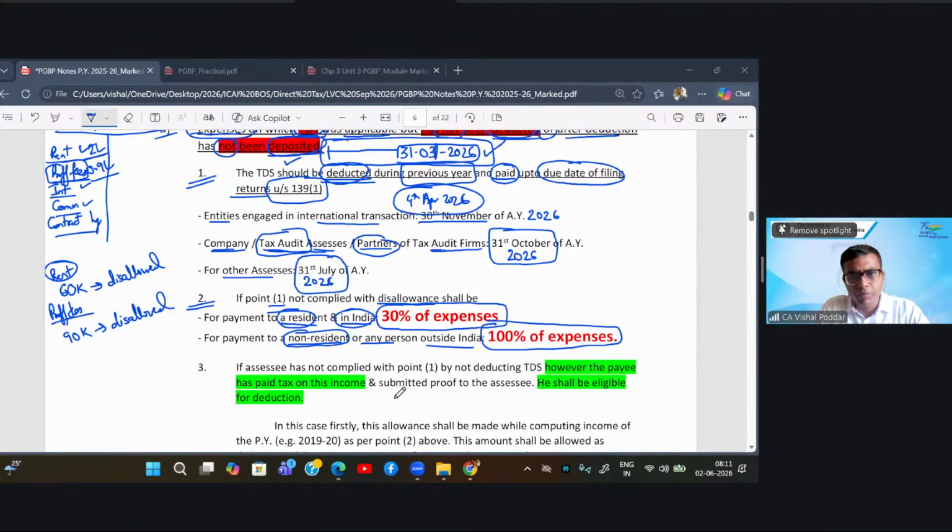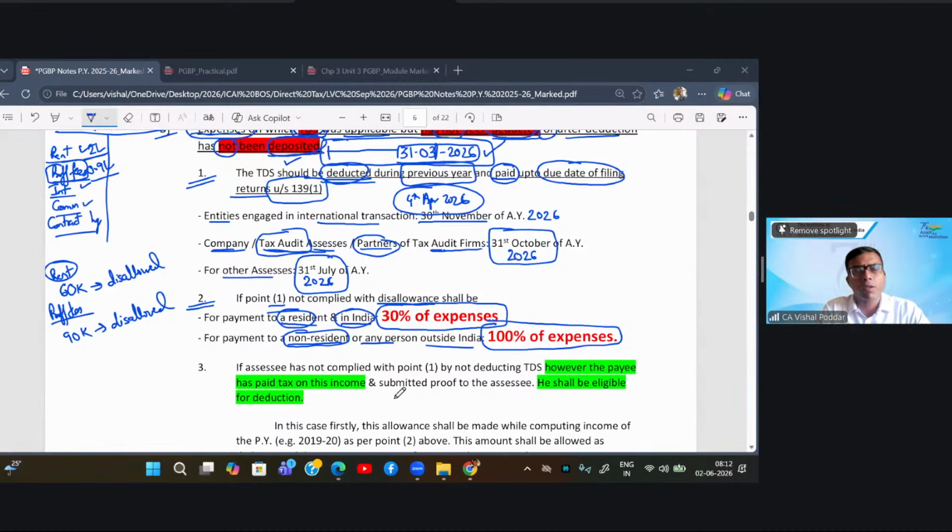Now there is a question by Vishakha. TDS should be deducted up to 31st March, right? And paid up to due date of filing returns. Yes, correct. So you are right. So both conditions, Vishakha, should be satisfied. One, TDS should be deducted up to 31st March, which is the last date of the previous year, 31st March 26 in our case, because we are having sums belonging to financial year 25-26. So for us, the last date to deduct TDS is 31st March 26.